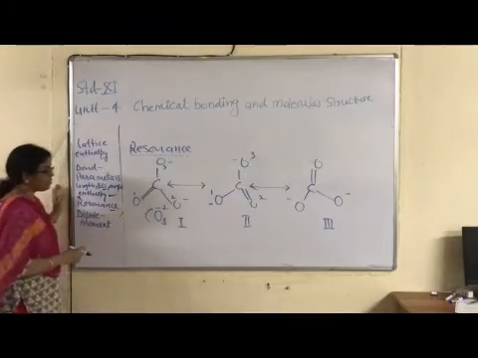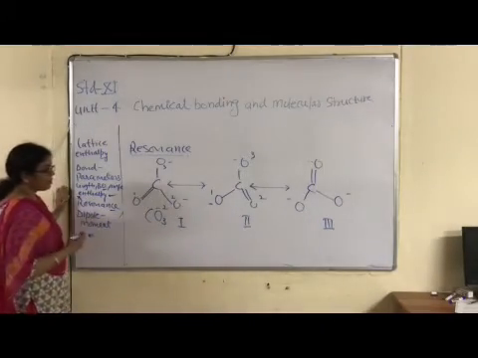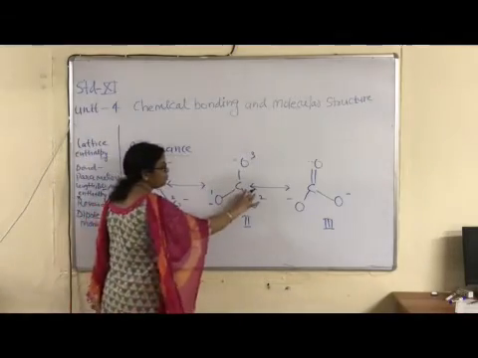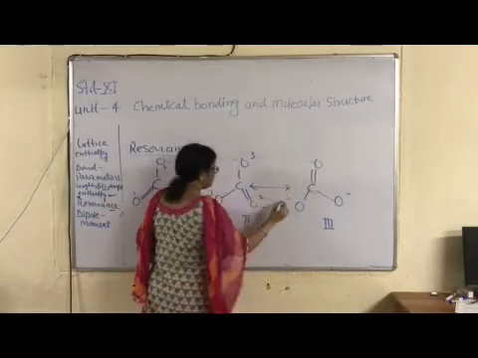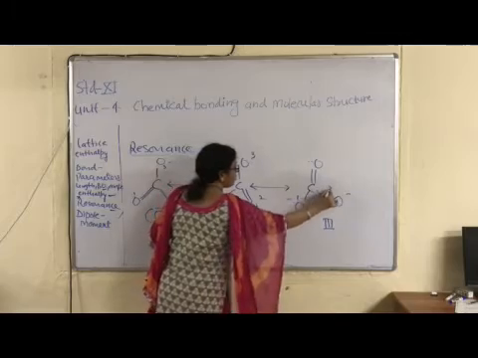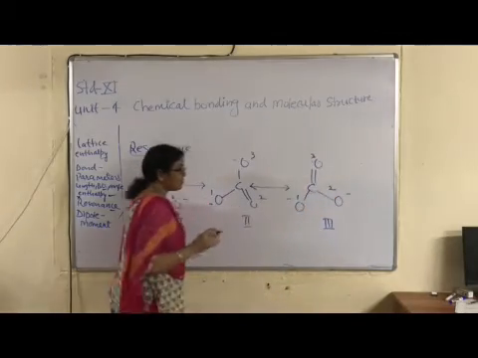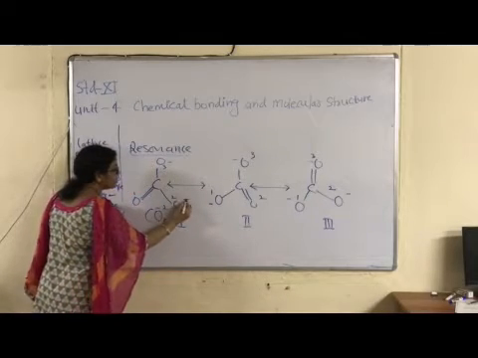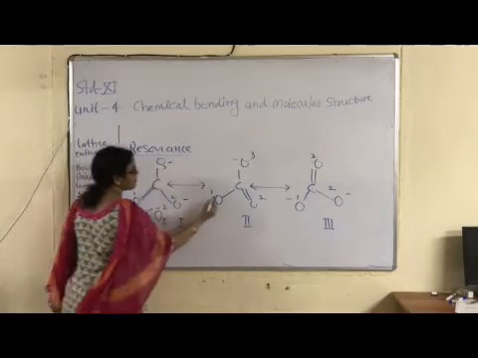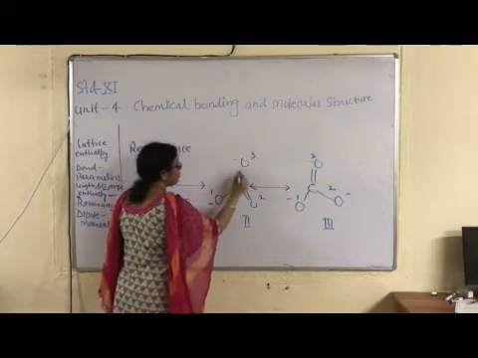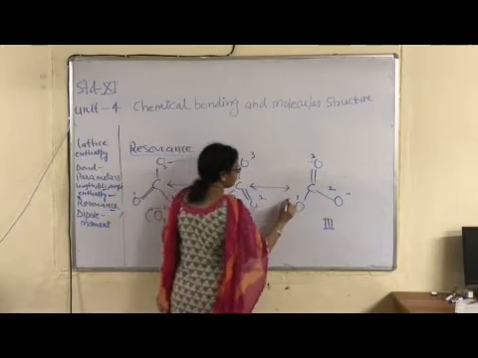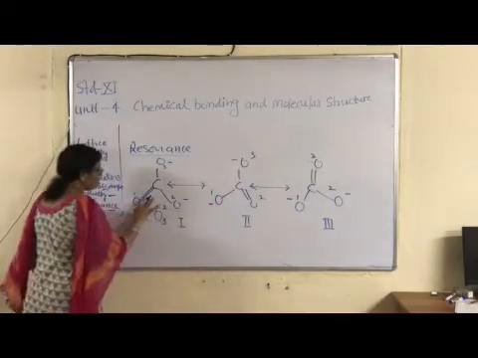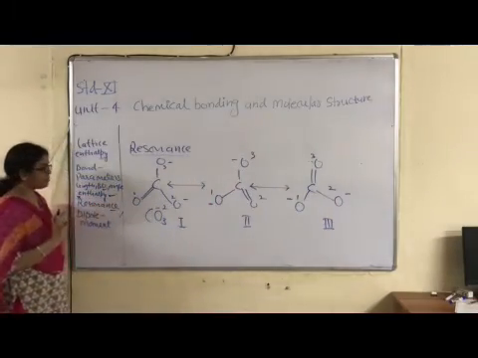In each structure, a different position is occupied by the double bond. Position 1, position 2 and this is position 3. First oxygen, second oxygen and third one. A single bonded oxygen is always negatively charged. What is written here? Minus 1. Again minus 1, only single bonded. Minus 1, minus 1 and minus 1. A double bonded oxygen has 0 charge.